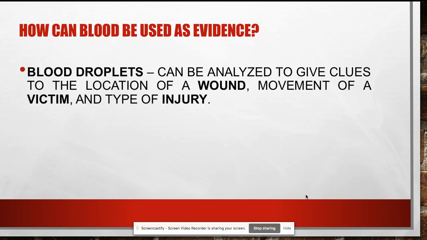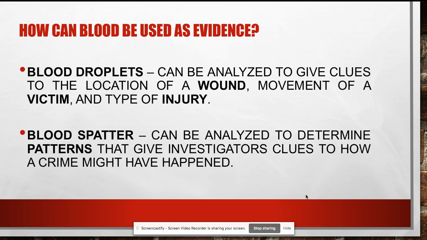You can also use different factors about those blood droplets. So you can actually analyze the blood droplets and clues to the location of a wound, the movement of a victim, and the type of injury to help know what happened at a crime scene.